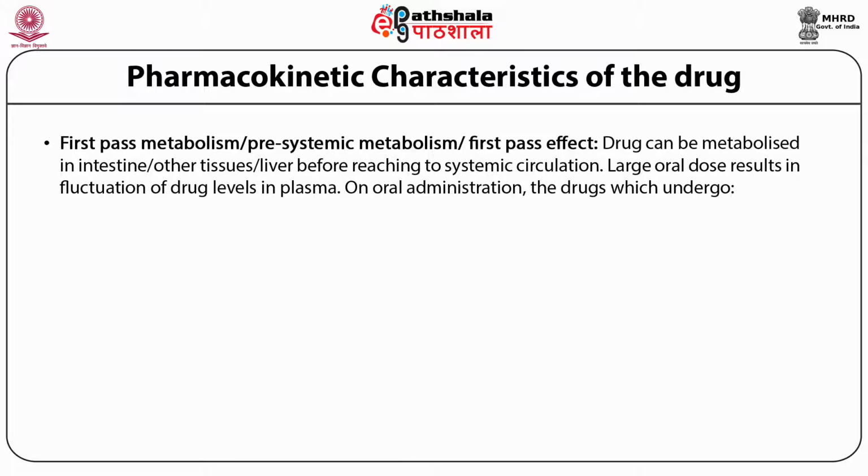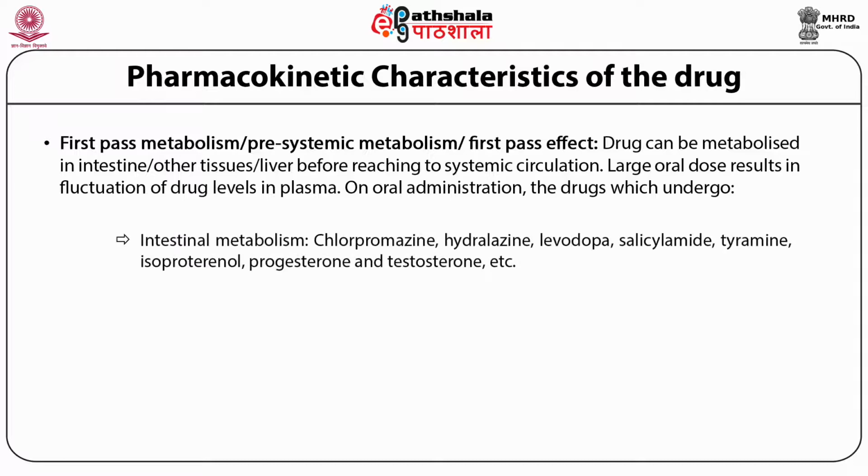Some of them are, the first is intestinal metabolism. The drugs which are susceptible to such metabolism include chlorpromazine, hydralazine, levodopa, salicylamide, tyramine, nitroglycerin, alpha-methyl-dopa, isoproterenol, progesterone, and testosterone, etc. Then we have the bronchial metabolism. The drugs which probably undergo such metabolism include the prostaglandins, nicotine, and isoprenaline.